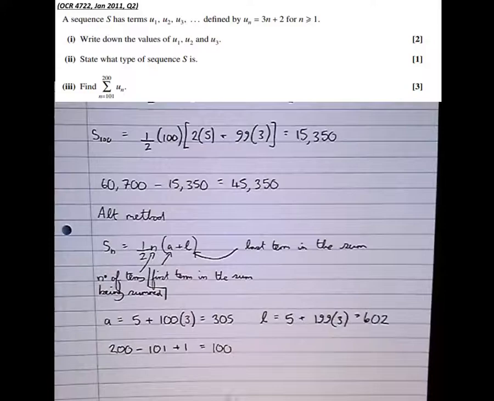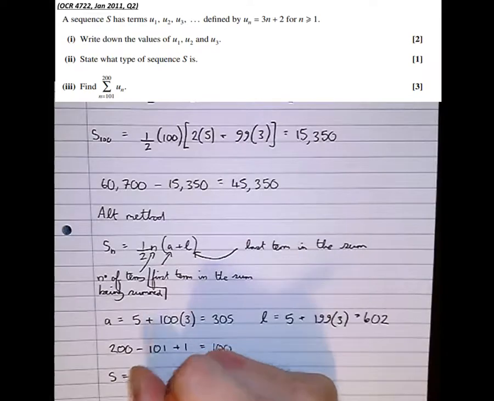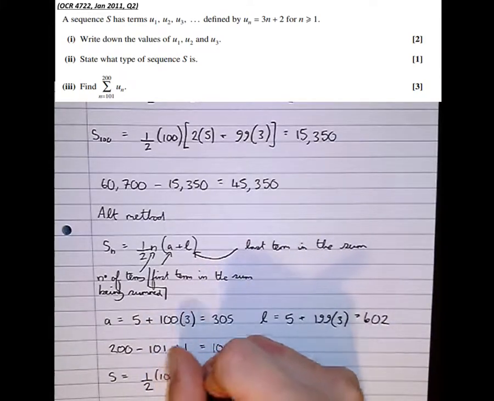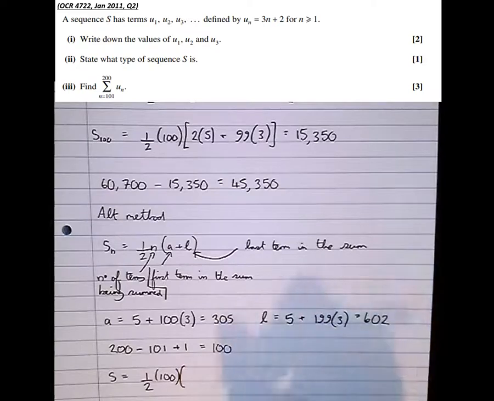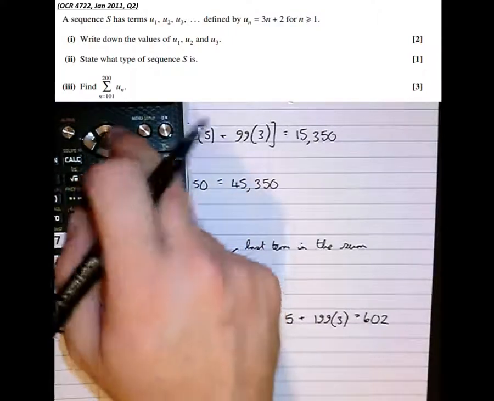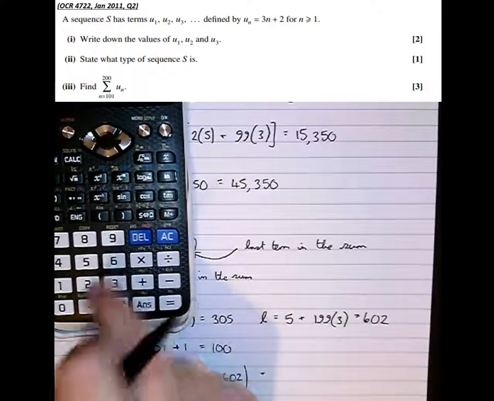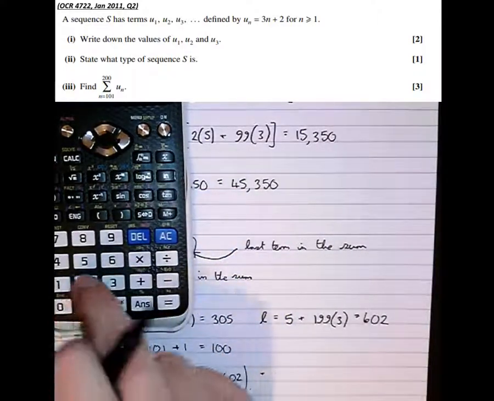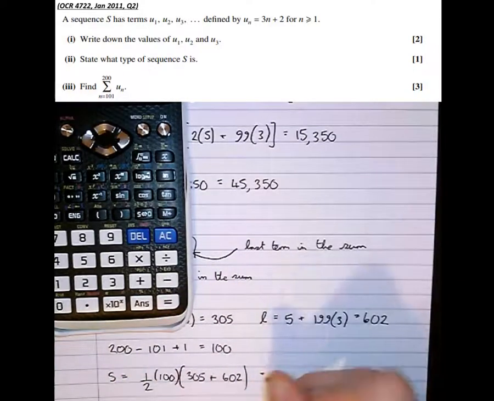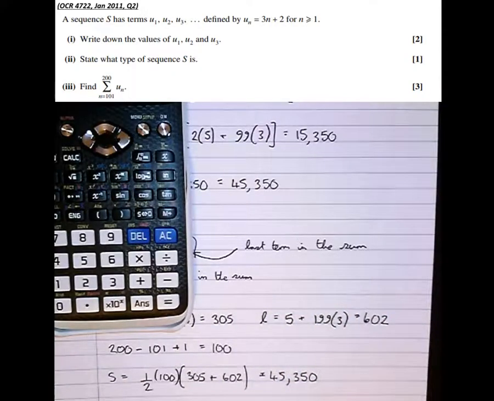So now we've got everything we need to put in the formula. So the sum equals a half times the number of terms, first term plus last term, equals, and hopefully we'll get the same answer as before, 1/2 times 100, 305 plus 602, which gives us 45,350, as we did before.